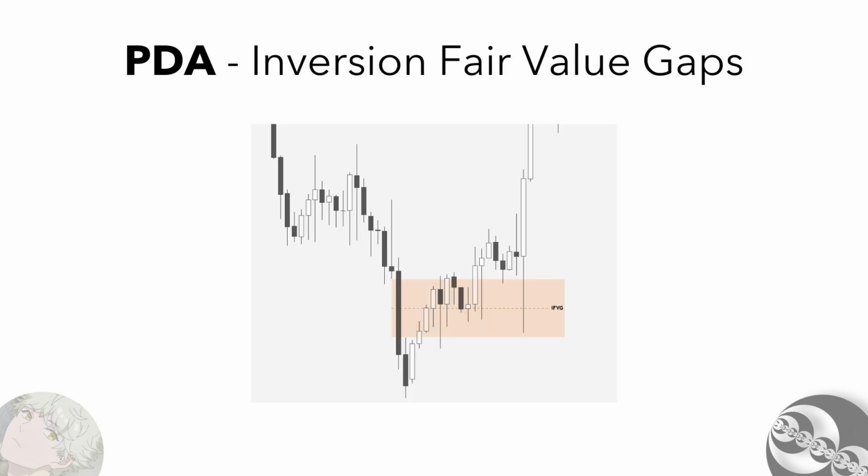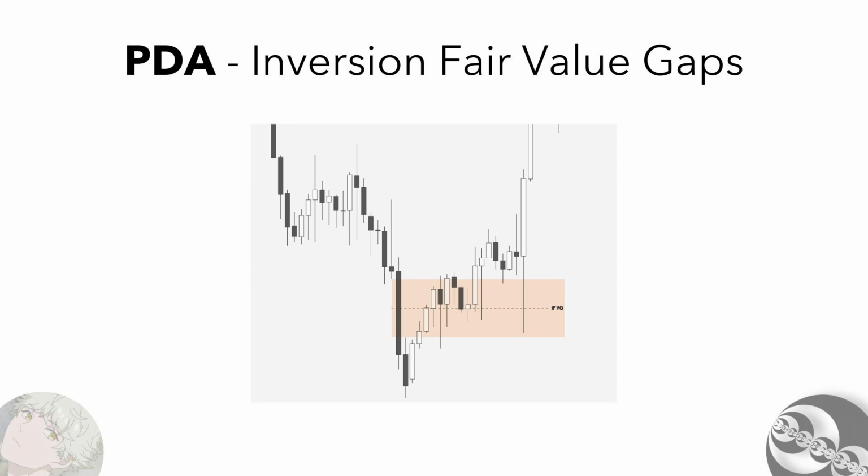When these FVGs are disrespected, then they turn into inversion fair value gaps, and you can expect them to work the same way as normal fair value gaps, but in the opposite direction. So if you have a bullish fair value gap that got disrespected, you would expect the inversion fair value gap to hold as a bearish PD array.